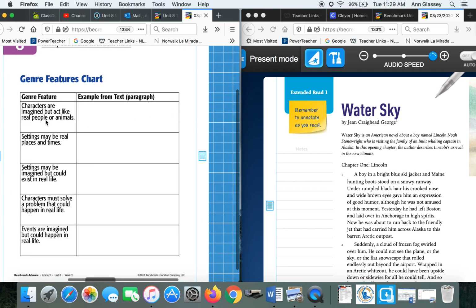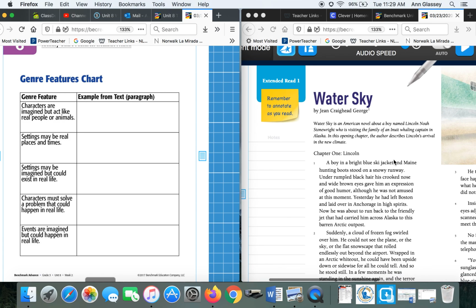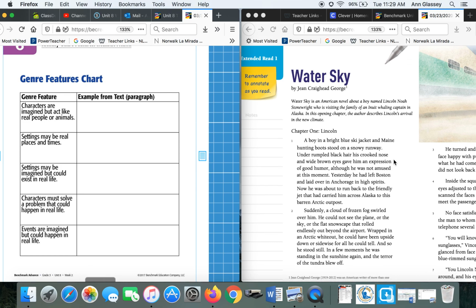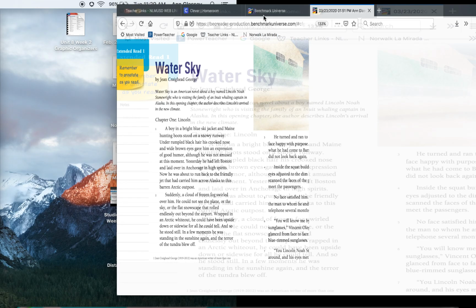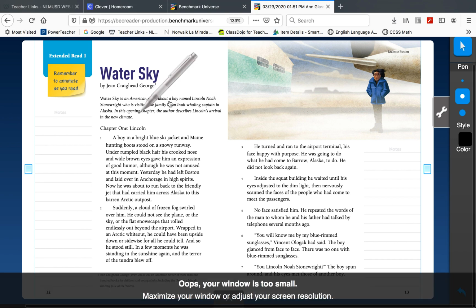So first we're going to look for characters that are imagined but act like real people. So if you're just working in your magazine, could there be a boy in a bright blue ski jacket and hunting boots? Could there be a boy named Lincoln Noah Stonewright? I mean, could it happen? Sure. So let's say that you want to annotate in your magazine instead of on the graphic organizer.